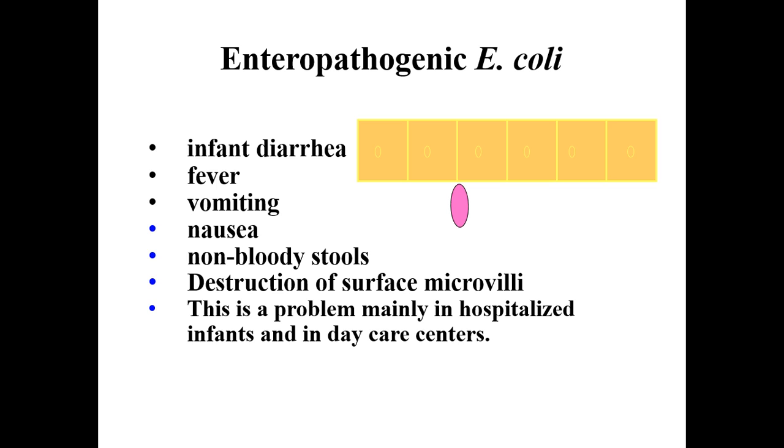Enteropathogenic Escherichia coli: infant diarrhea, fever, vomiting and nausea, non-bloody stool, destruction of surface microvilli. This is a problem mainly in hospitalized infants and in care centers. Enteropathogenic Escherichia coli causes infant diarrhea and occasionally causes sporadic diarrhea in adults, and person-to-person spread is seen.